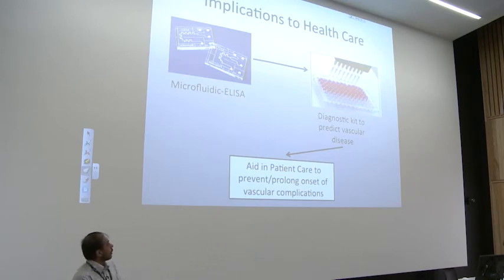So obviously, what I'm currently looking at is the implication this has for healthcare. I'm trying to characterise and utilise a technique where we can use cells from these patients in an ELISA, using microfluidic ELISAs, to look at ways to diagnose these particular markers and predict vascular disease. And rather than looking at drug treatment, we can look at prevention. We can prolong the onset of vascular complications by predicting them, identifying these particular markers in those individuals.